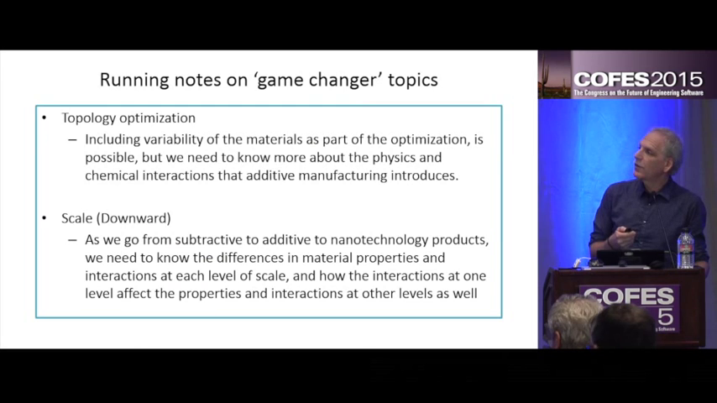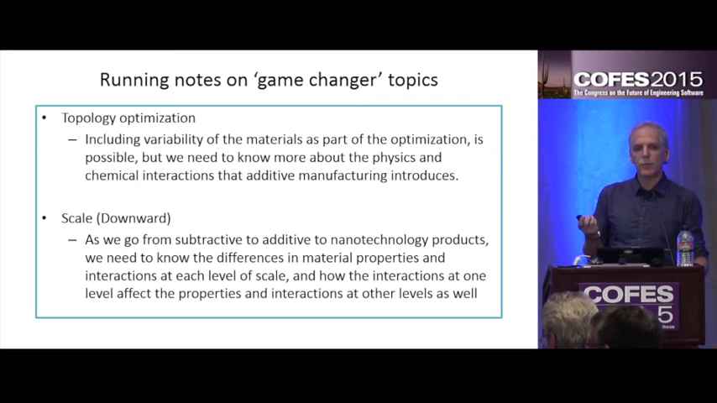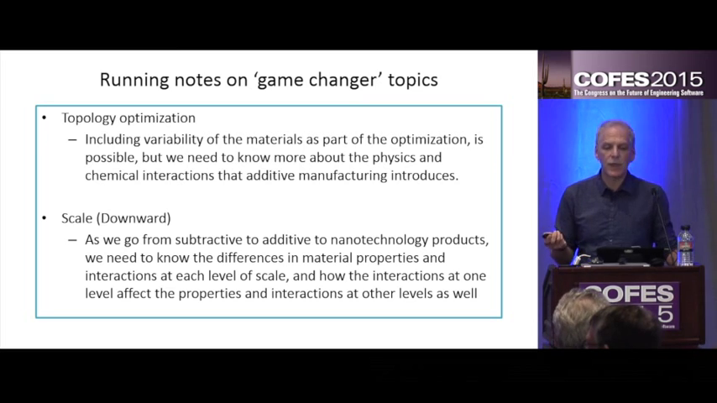So throughout the process, there's a couple of running notes, what we called game changer ideas, topology optimization. Again, as I talked about coming up, but we need to understand the materials quite a bit, because as we get downward in scale and we think about 3D printing, material properties become a real key element.